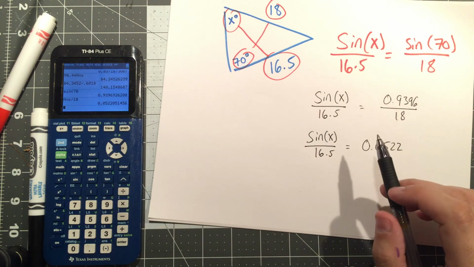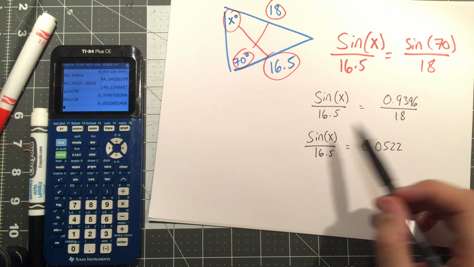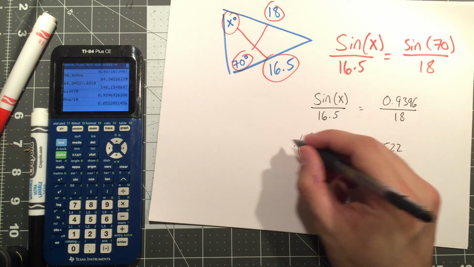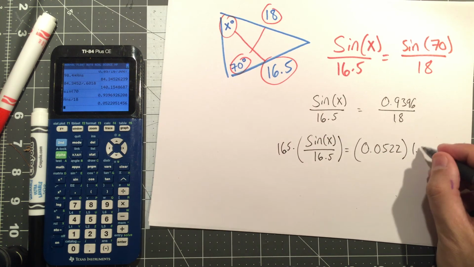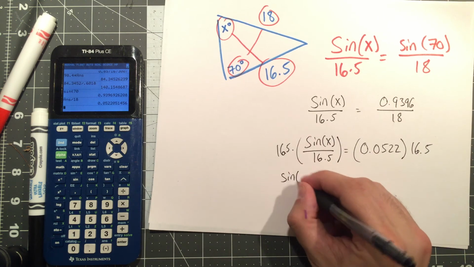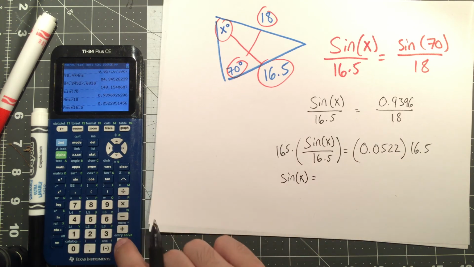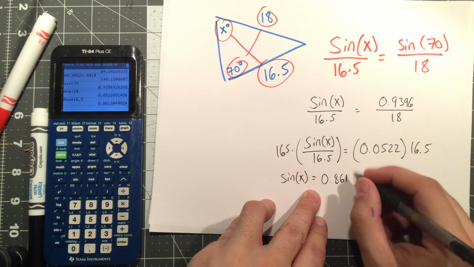Okay, well, what's my next step? What other things can I do to try to get this by itself? Well, I'll get rid of the denominator. I'll multiply both sides by 16.5. And I end up as the sine of x is equal to 0.8613.